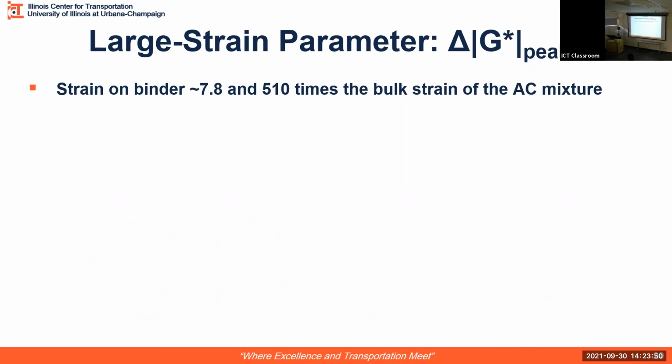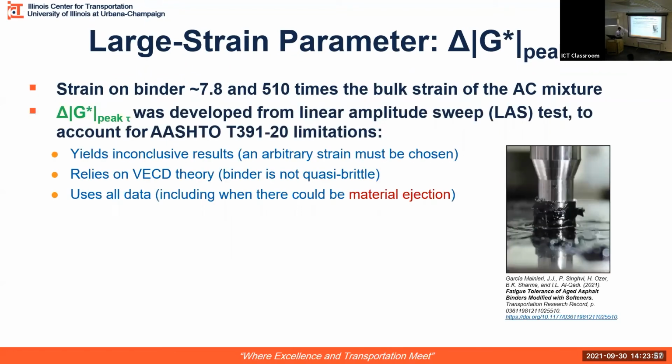Now, binders are not always exposed to small strains. In reality, they are exposed to much more. And so a new parameter using the linear amplitude sweep test was developed as part of this study, addressing some of the limitations of the LAS test interpretation, which is as per AASHTO T391 or -20, which was recently updated. The parameter is delta G star peak tau, and it was part of Javier's thesis, where he proposed this parameter.